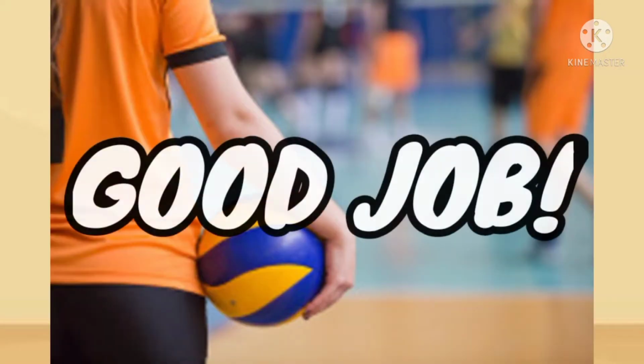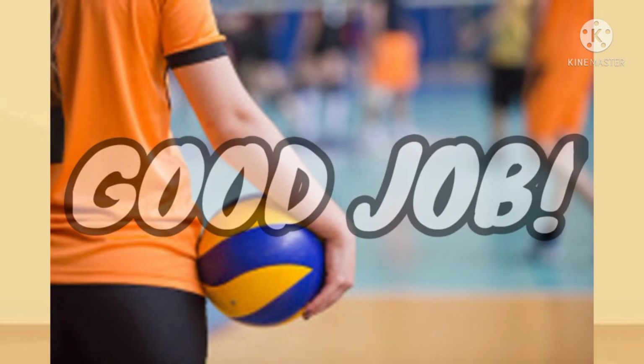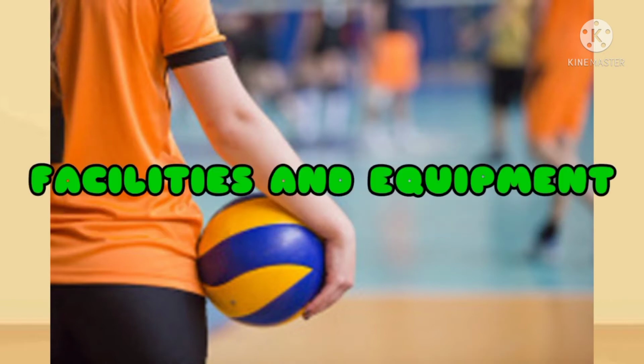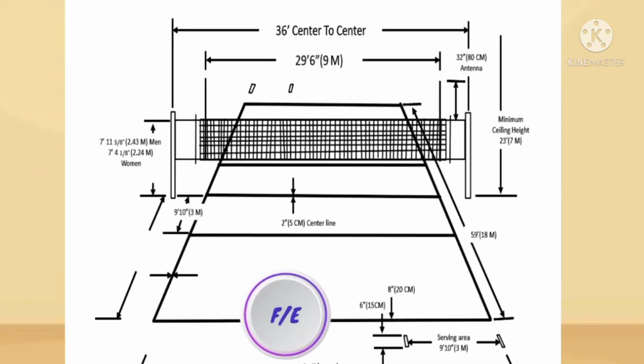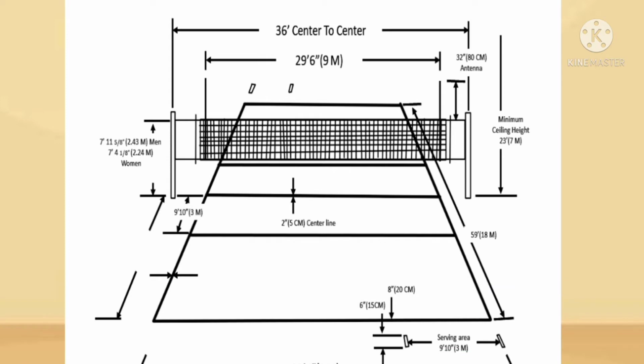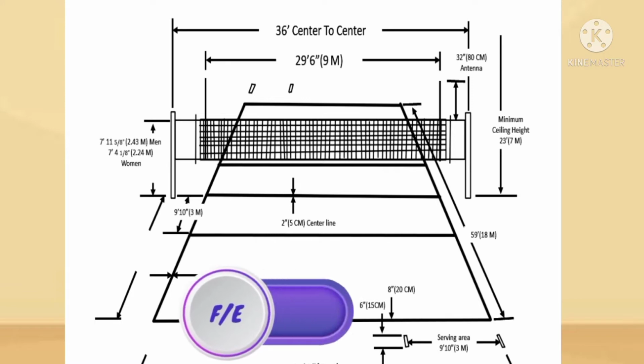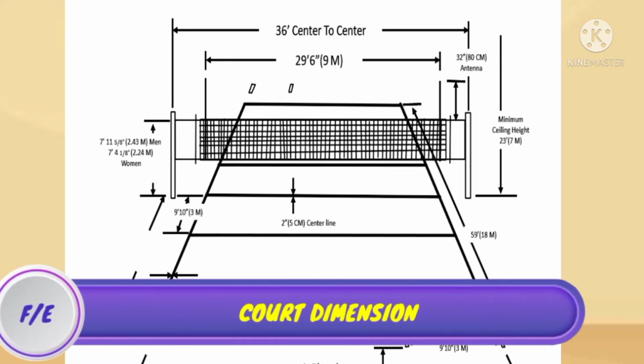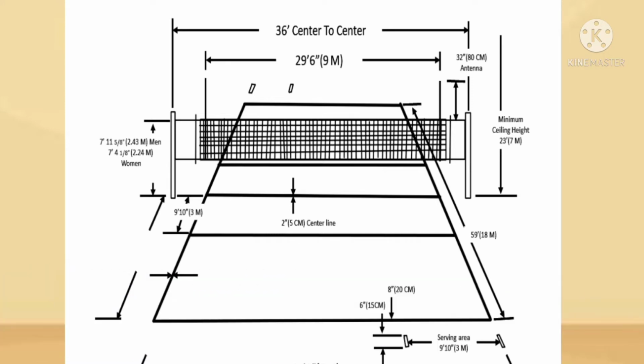Thank you for your answers, awesome grade 8 students. Now, let us discuss the facilities and equipment. We have the court dimension. Here is an illustration of a court in a volleyball with measurements. In volleyball, we have different lines in the court. We have the center line, spiking line or the attack line, side lines, and the end lines.